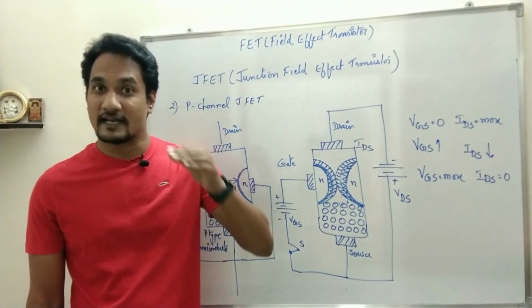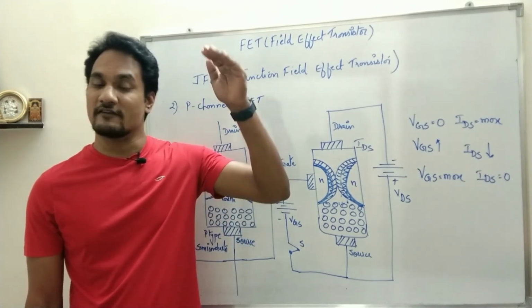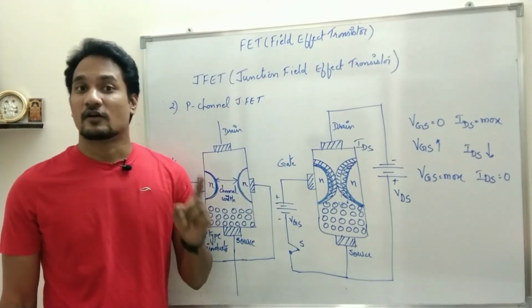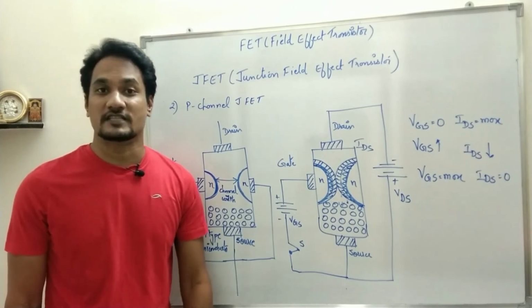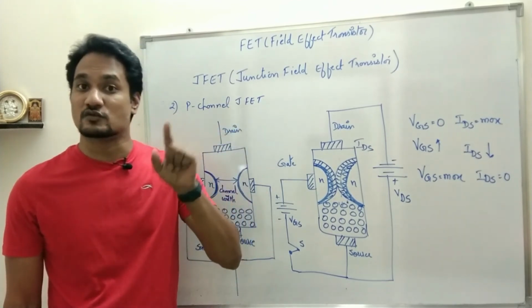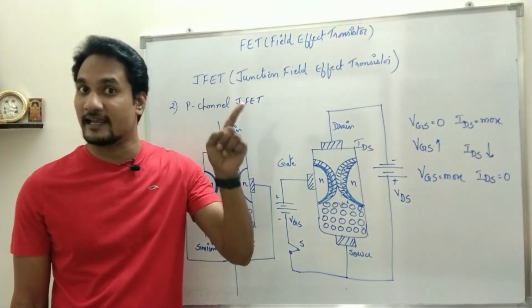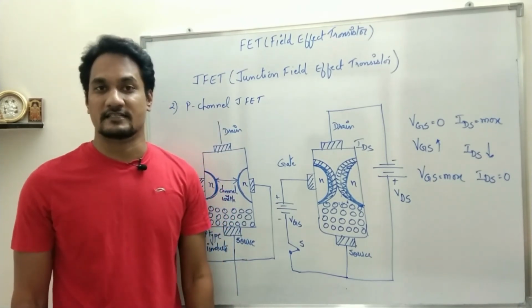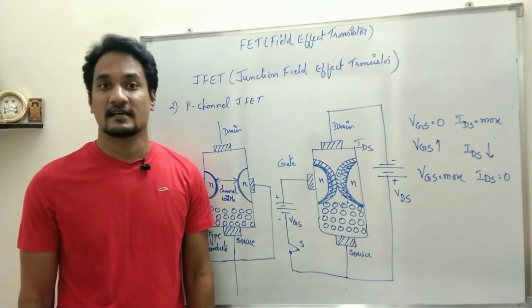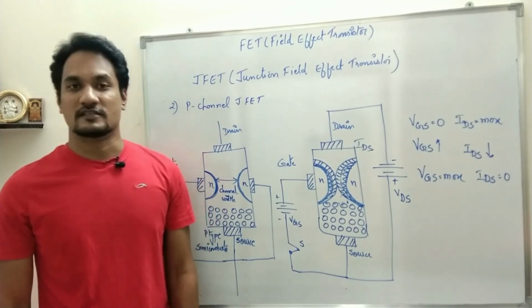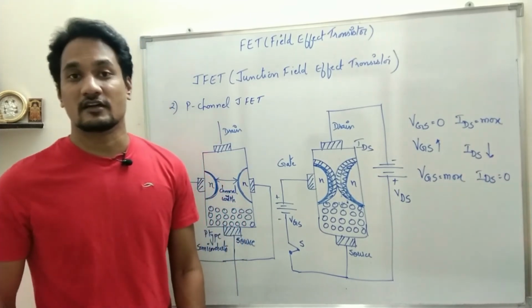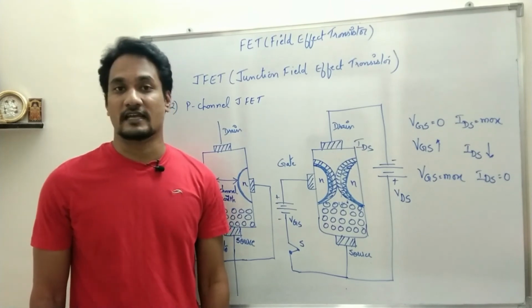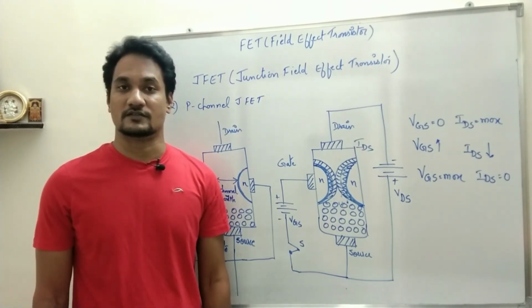The current which flows from source to drain will be controlled by the external potential applied between gate and source. And remember always that the gate and source terminals should always be in reverse bias condition. So this is all about the construction and working of N channel and P channel JFET. I hope you have understood.